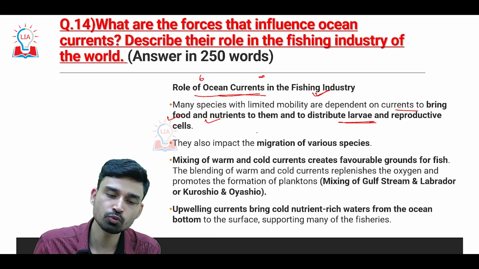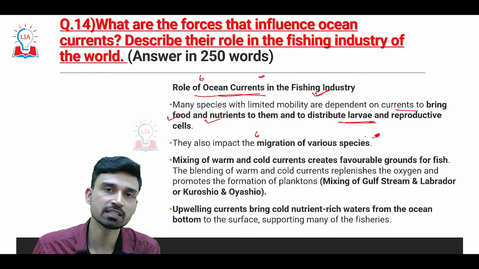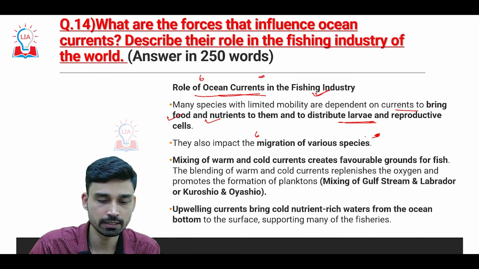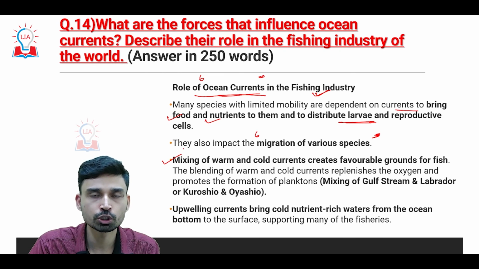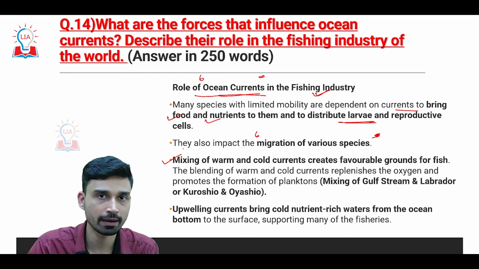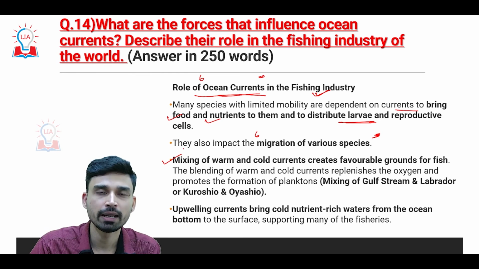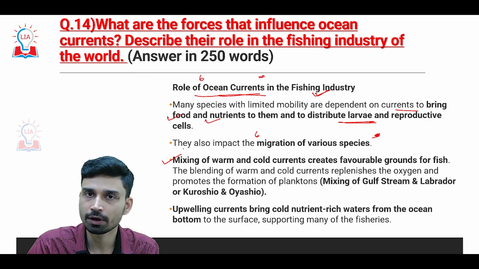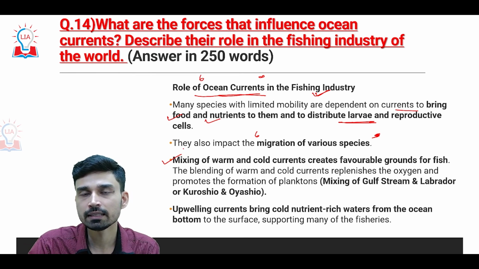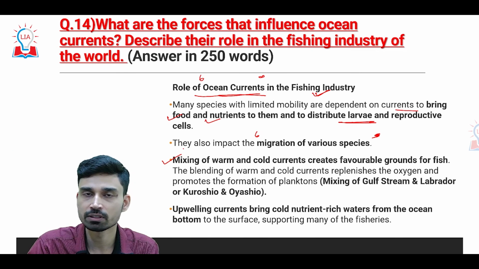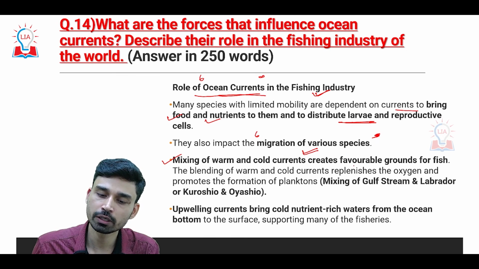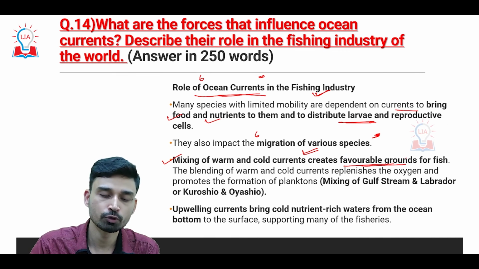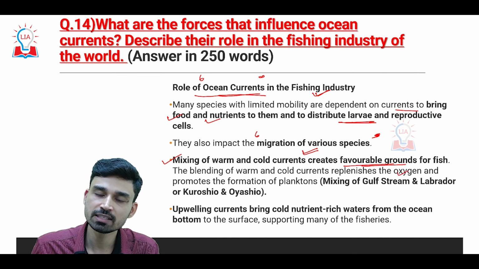The second, they are also helpful in migration of various species from one region to the other region. Third, by the mixing of warm ocean current with cold ocean current, such as near the Newfoundland region of Canada, near the coastline of Japan, as well as near the Bahia Blanca region of Argentina in the South Atlantic. These are the regions where the warm ocean current is mixing with the cold ocean current. So due to the mixing of these two different kinds of ocean current, it creates favorable ground for the fishes because it replenishes the oxygen and also promotes the formation of planktons.